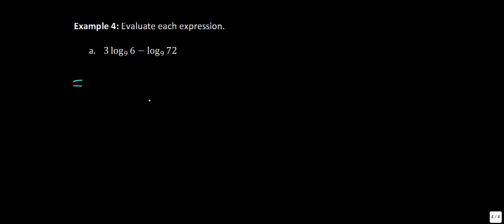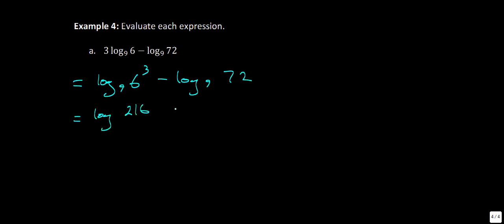So using my laws right here, what I would know is these are both log base 9, so that's good that they're the same. And what I see right here is I have a 3 out in front, so I'm going to take 6 and raise to the power of 3. So I have log of base 9 of 6 to the power of 3, minus log base 9 of 72. So I got nothing going on there. What I'm going to do just to simplify right now is this 6 to the power of 3. That is the same as 6 times 6 times 6, which is 216, like so.